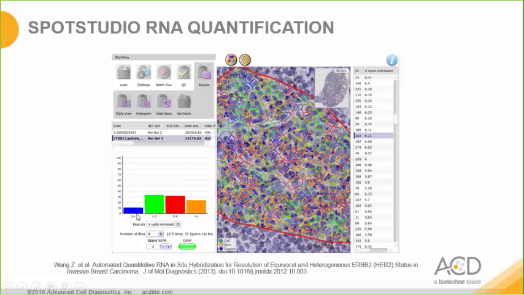In the panel to the right, you can see each cell is assigned a unique ID number with the number of dots it contains. In the panel above the histogram, you can see that some other information is generated for this region of interest, which includes total area analyzed and total cell count.